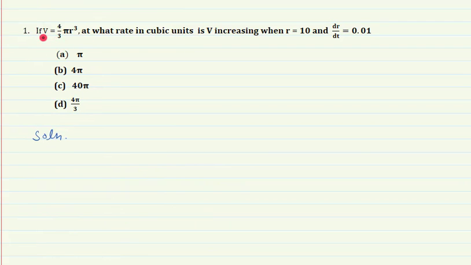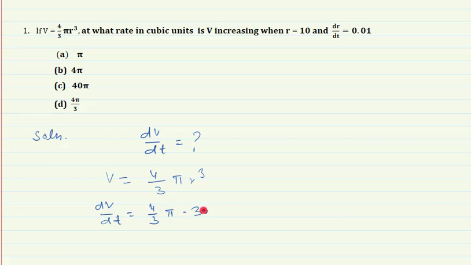In first problem, v is given as 4/3 pi r cube. We need to calculate the increase in v. Means let us write, we need to calculate dv upon dt when r is equal to 10 and dr by dt is equal to 0.01. So clearly we can calculate dv by dt from here. So v is equal to 4/3 pi r cube. So we have dv upon dt is equal to 4/3 pi into 3r square into dr by dt.